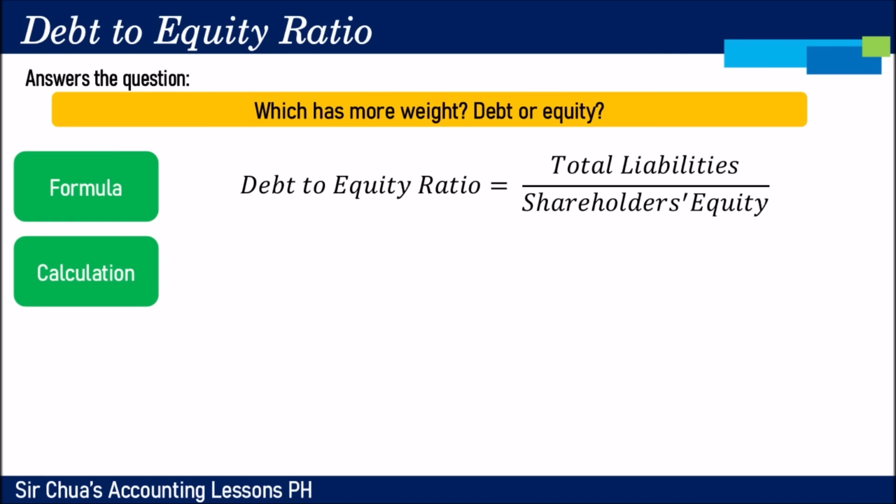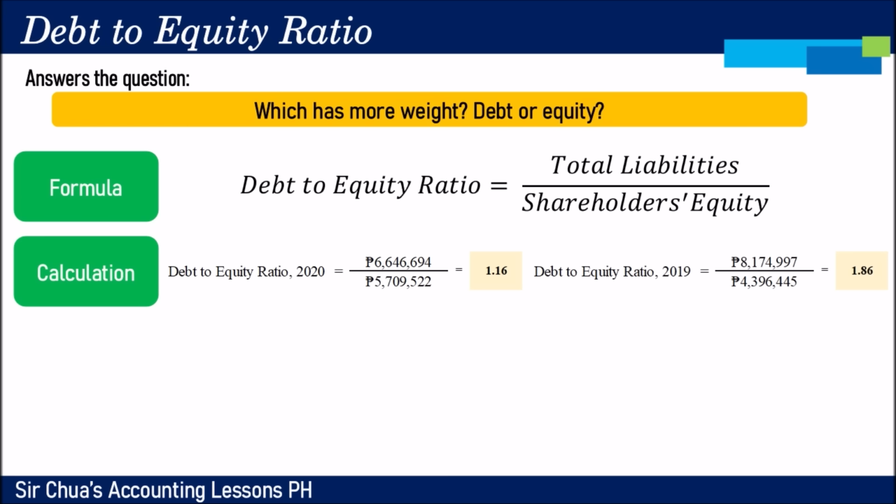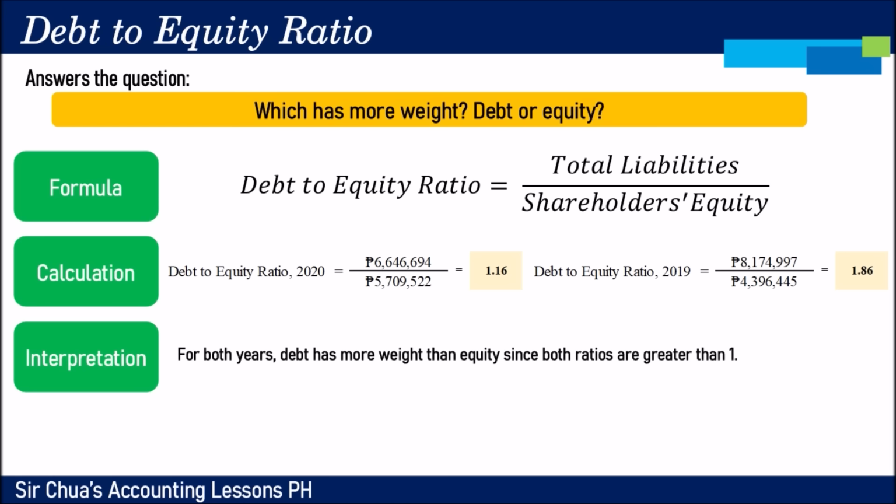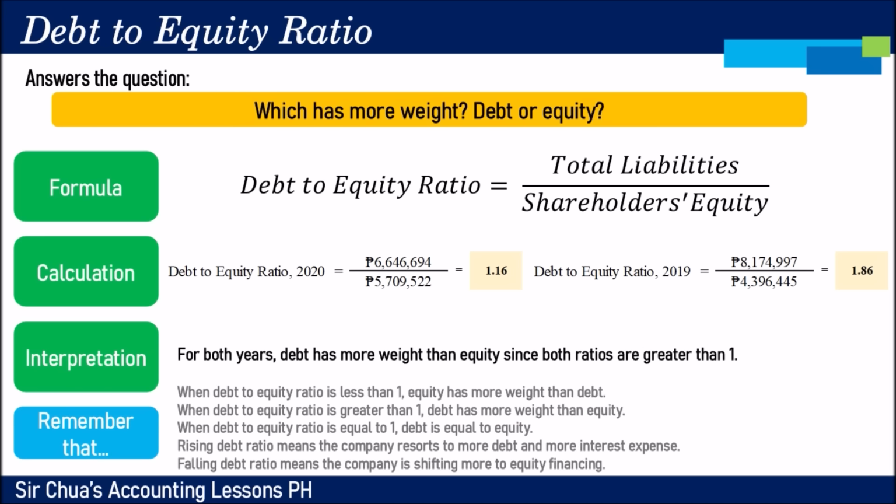Okay? So, for 2020, it's 1.16 and for 2019, it's 1.86. Okay, so what's your interpretation? For both years, debt has more weight than equity since both ratios are greater than 1. Ganito kasi mangyayari dyan eh. If your total liabilities is greater than total equity, your numerator is greater than the denominator. So basically, ang mangyayari talaga, it will be greater than 1. So that's what you will remember.